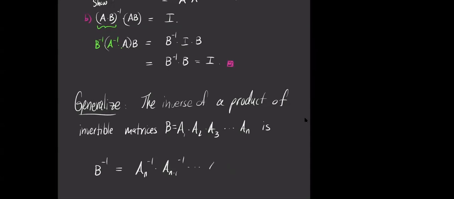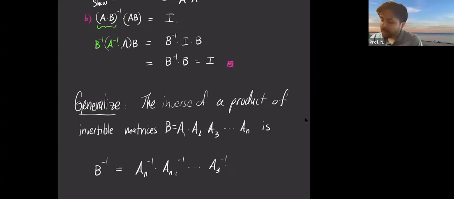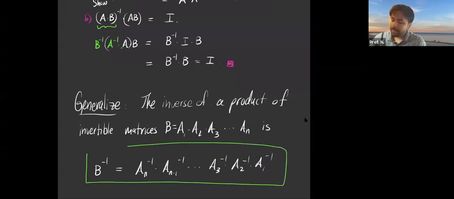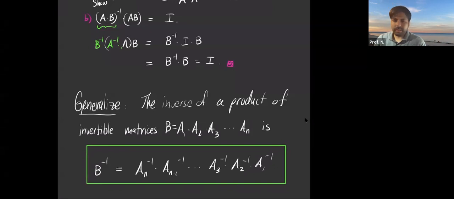Right. You just reorder them, make the last one the first one, and vice versa. Then you just rearrange the order and find the inverses of each of them. And that would be the inverse. So that's just generalizing to when you have a product of n matrices. Right?